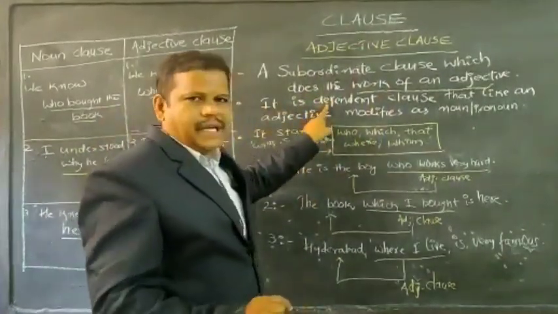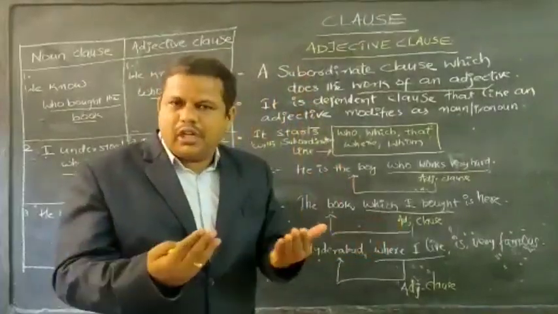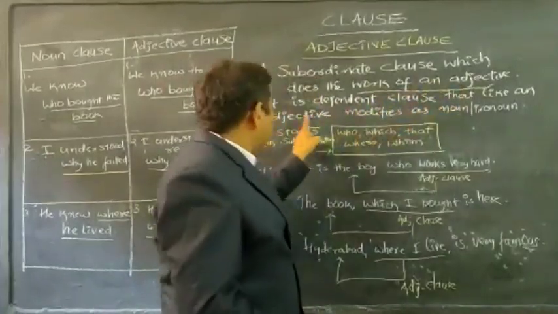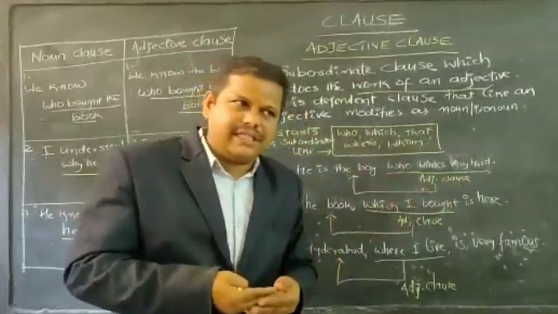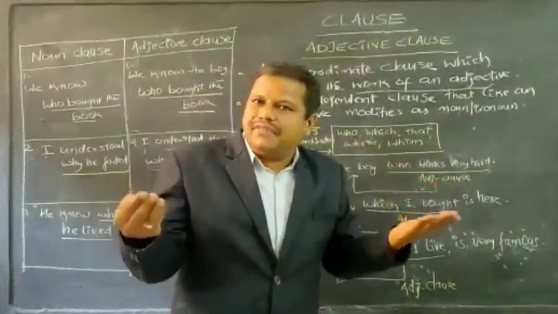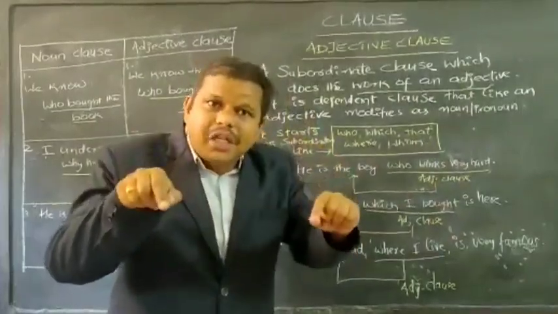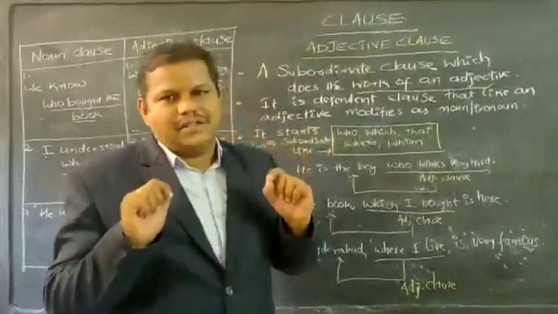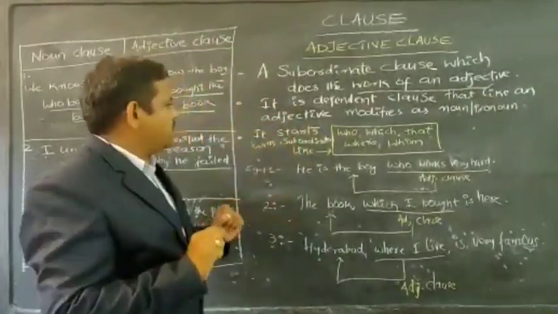It is a dependent class. That is, subordinate and dependent classes are both the same; there is no difference. It is a dependent class that acts like an adjective and modifies a noun or pronoun. You know very well what an adjective is, which gives information about a noun or pronoun. Here, this adjective class is going to give the information about the noun or pronoun in detail. We will see the examples now.